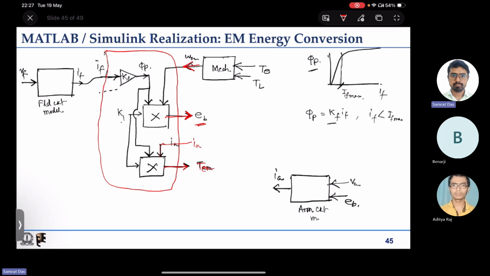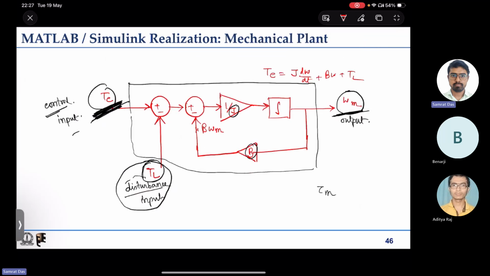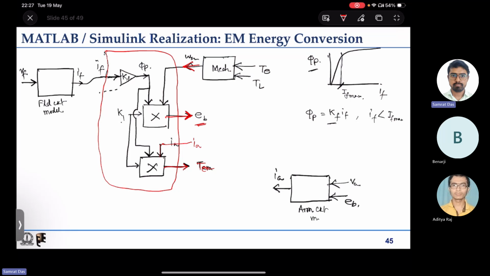So if we now integrate all this, okay, now if we want to take care of this nonlinearity, what can be done is, this block can be changed.